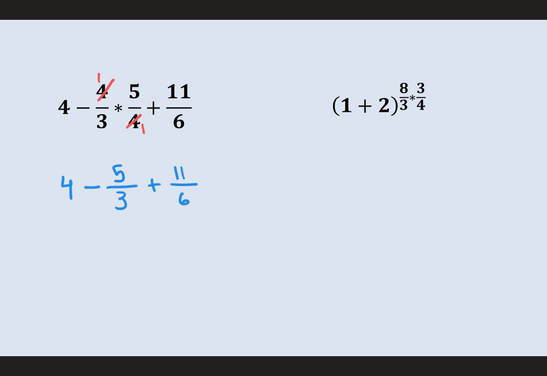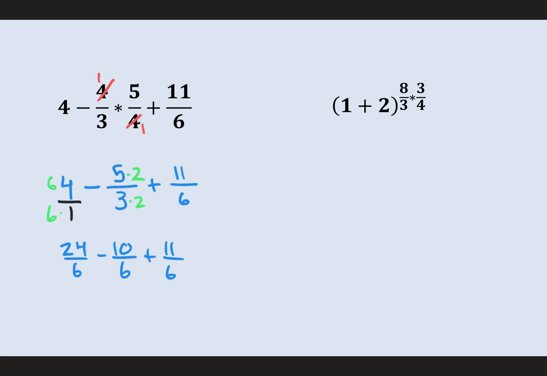I'm going to take this 4 and put it over a 1, and I'm going to give everything a common denominator. So I'm going to multiply the 4 by a 6 on top and bottom. I'm going to multiply the 5/3 by a 2 on top and bottom. What that's going to do is give everything a denominator of 6. So I'm going to have 24 over 6 minus 10 over 6 plus 11 over 6.